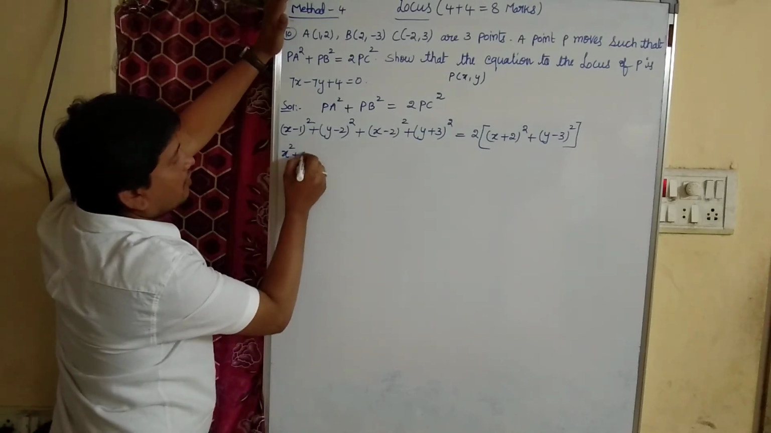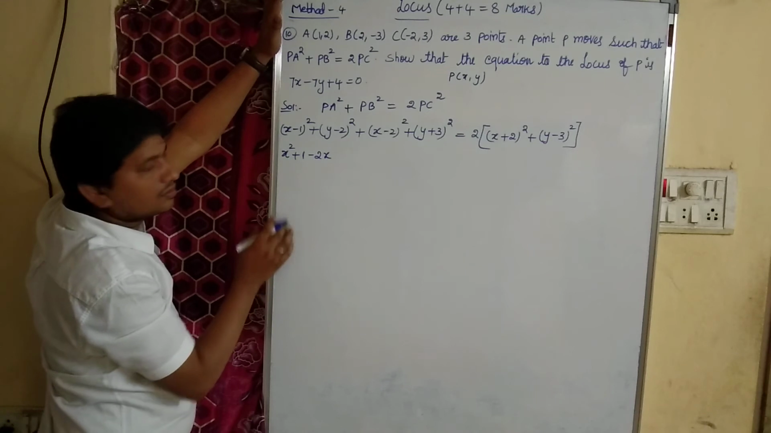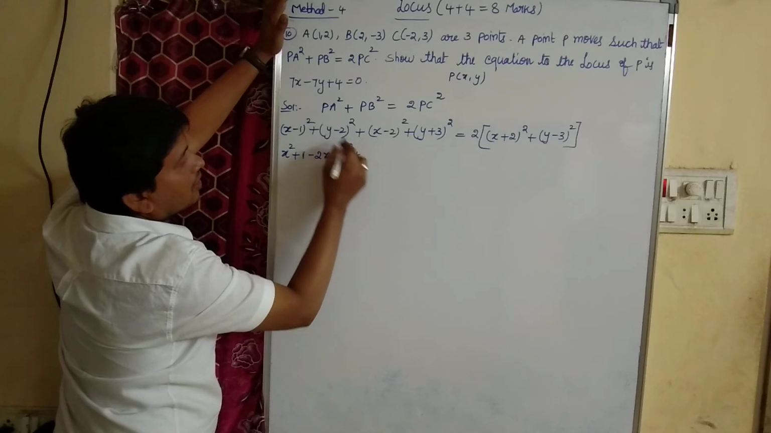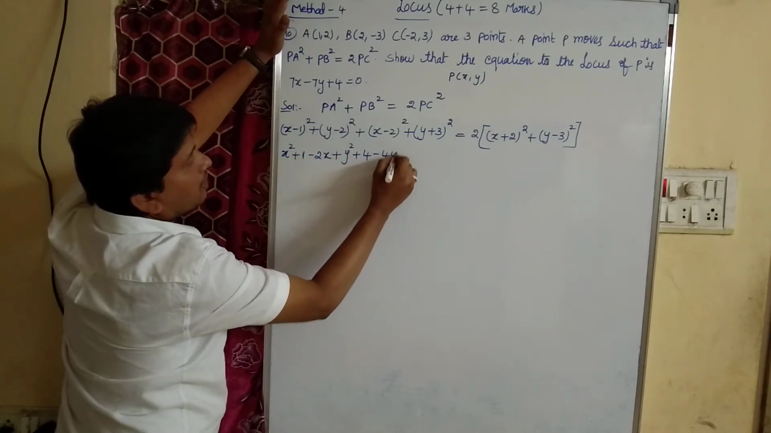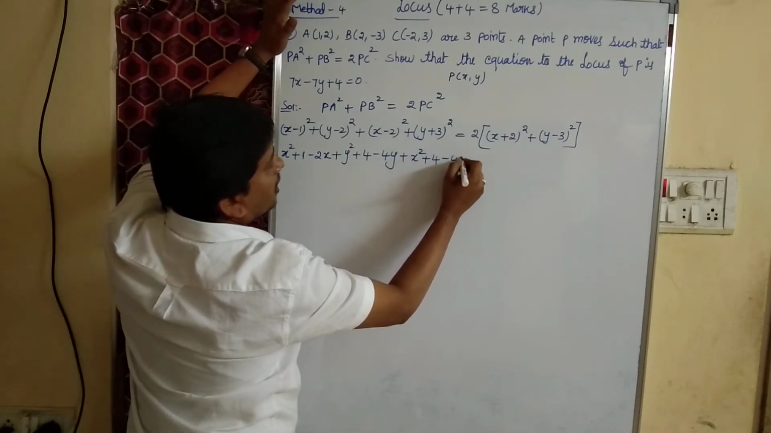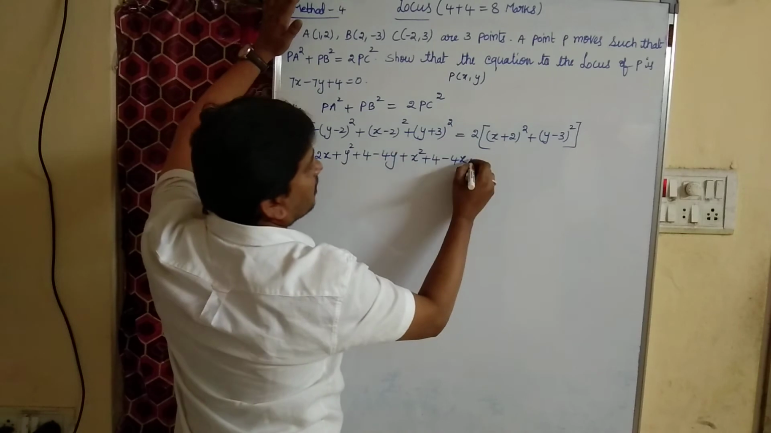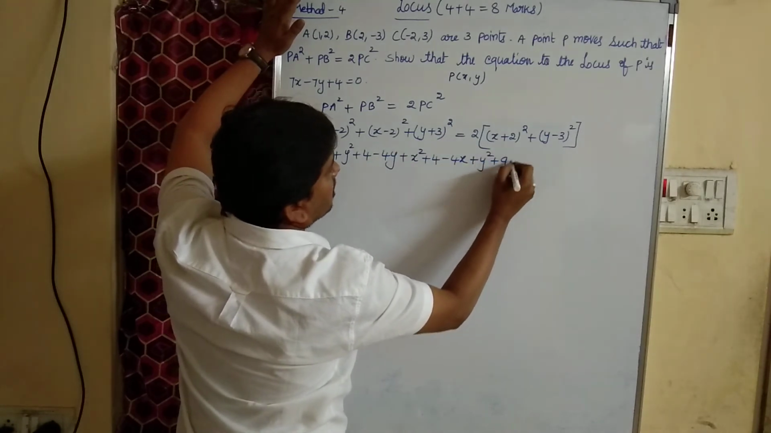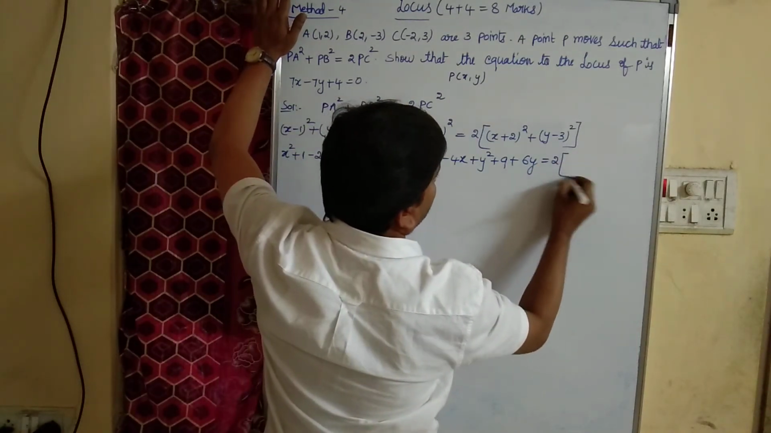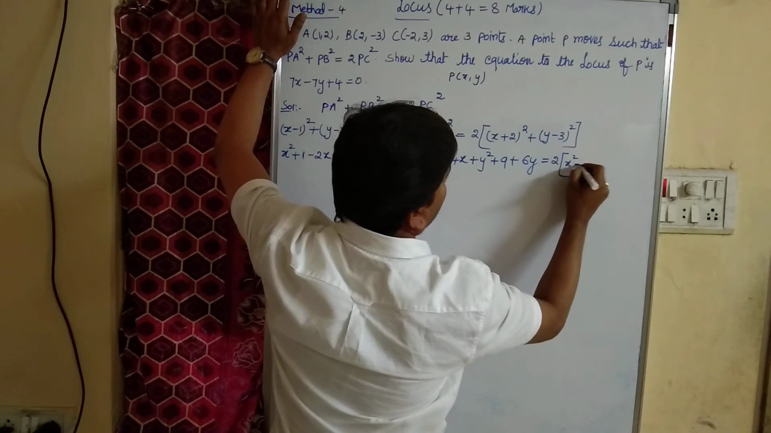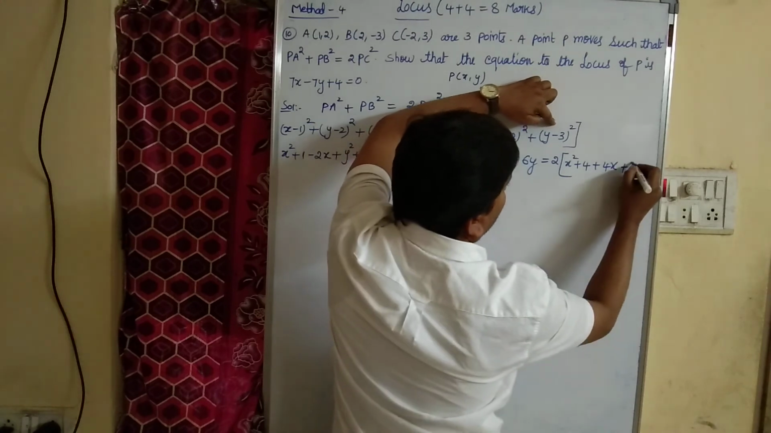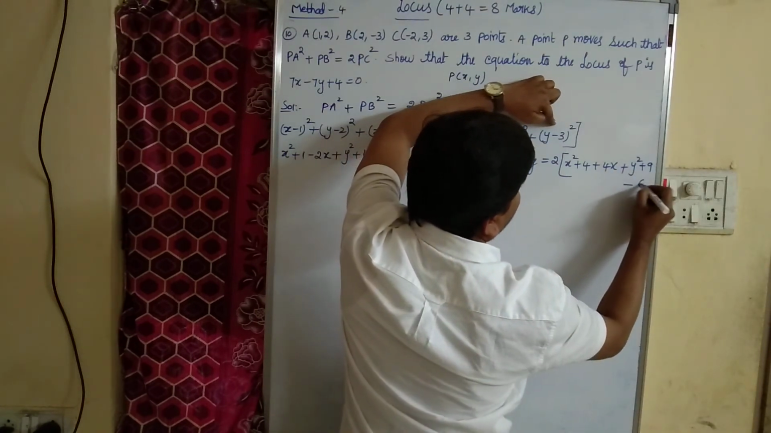x square, 1 square, 1 2ab. a square plus b square minus 2ab, which is (a minus b) whole square. a square plus b square plus 2ab, which is (a plus b) whole square. So a square plus b square plus 2ab is equal to 2 into (a plus b) whole square. Again a square plus b square minus 2ab.